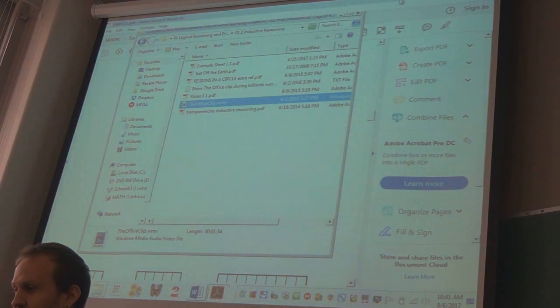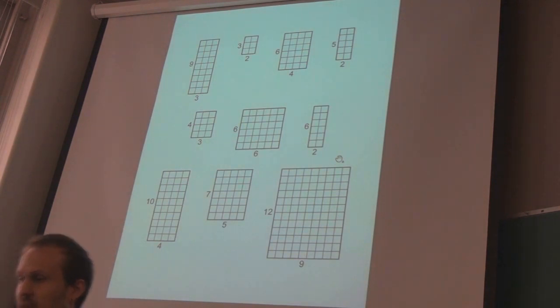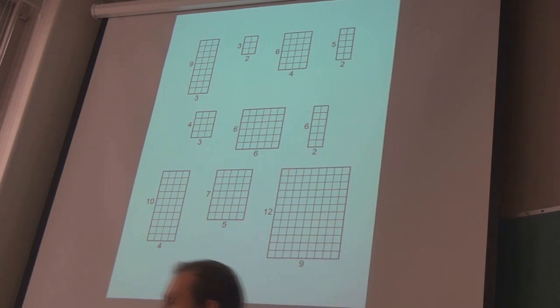All right, everyone should sort of be done, I would hope. And if you're not, that's okay as well. You don't have to be perfectly done. Let's have a look at what we found.